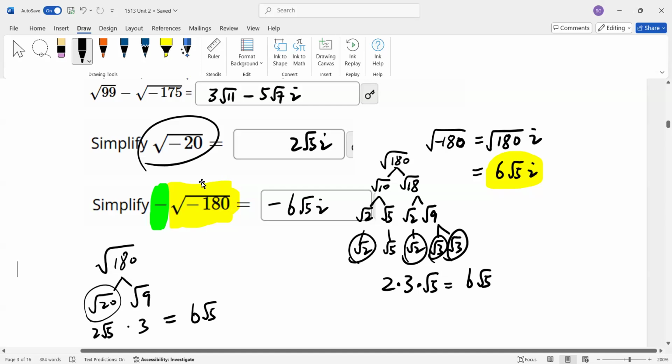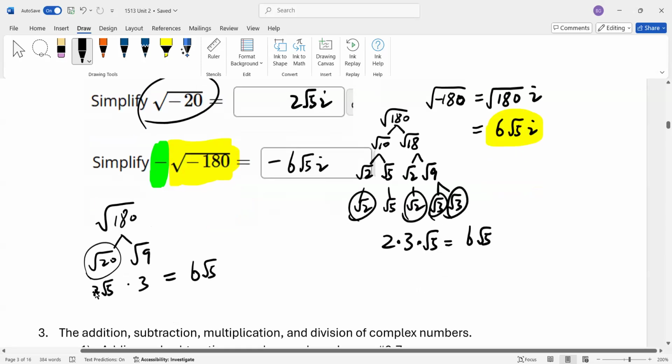Okay, so I can't just leave my answer as 3 root 20. I have to break it down again. I was thinking my answer was 3 root 20. So the root 20, I can't just leave it that way. I have to simplify it again. Yeah, you have to simplify again. That's the thing I said earlier.